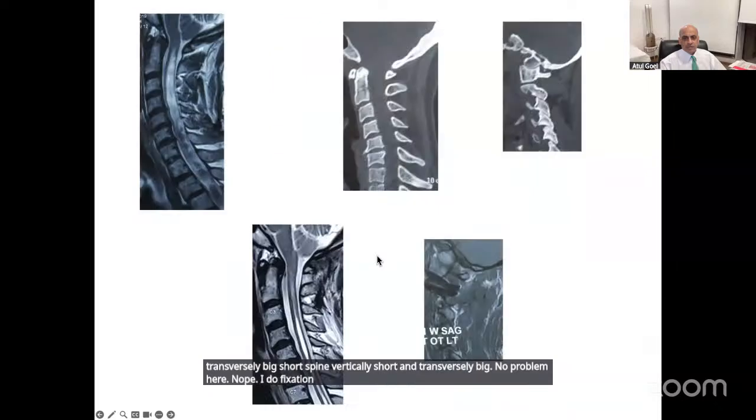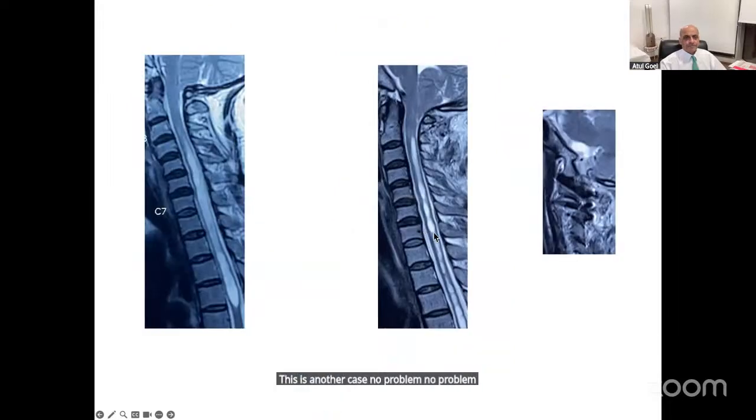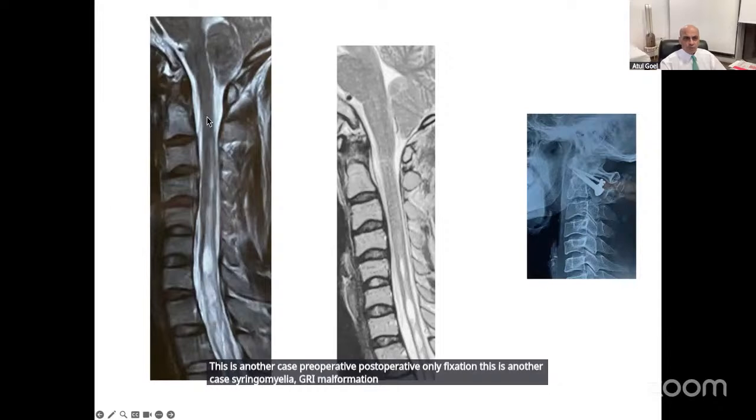You see the syringomyelia has reduced. This is another case, no problem, reduction. This is another case, preoperative, postoperative, only fixation. This is another case, syringomyelia, Chiari malformation, no problem here in the craniovertebral junction. I do C1, C2 fixation, syringomyelia reduces.